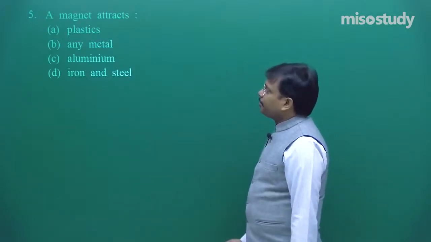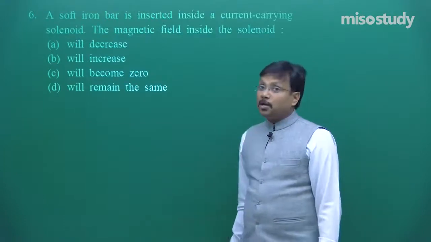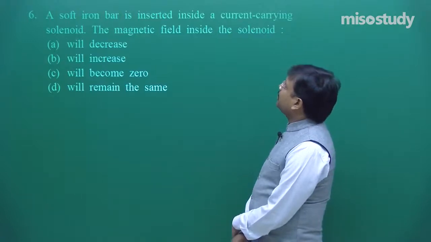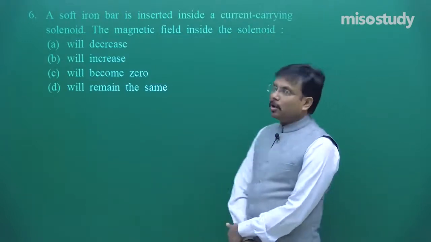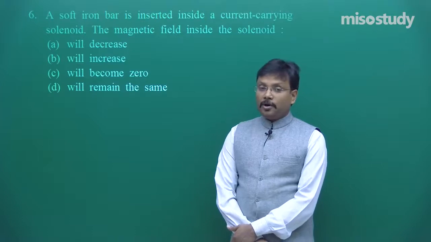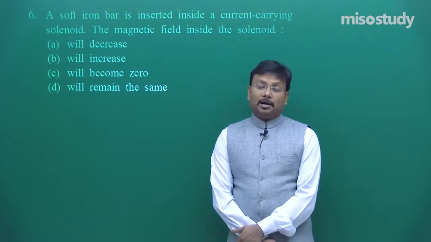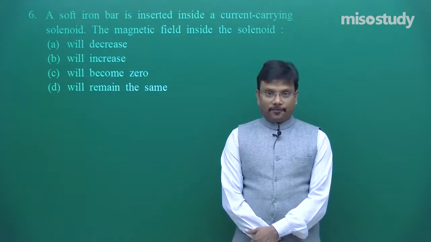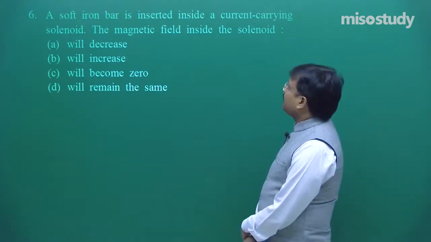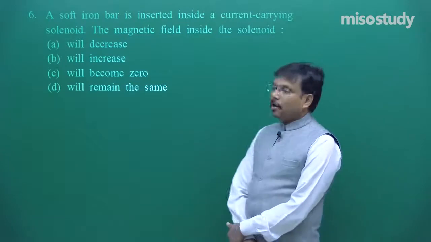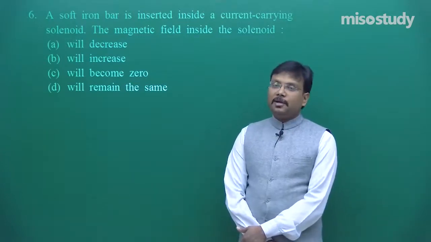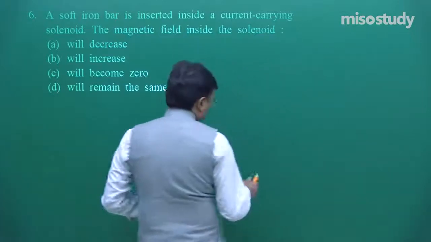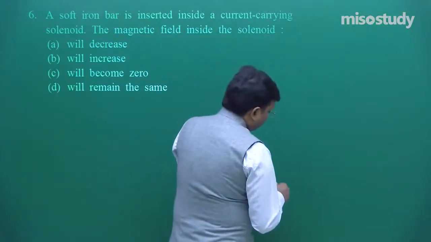Then comes question number 6. A soft iron bar is inserted inside a current carrying solenoid. Solenoid is something for which, while explaining, I used even a device. The magnetic field inside the solenoid will decrease, will increase, will be 0, or will remain the same. What will happen? First I would like to draw the diagram of the solenoid.